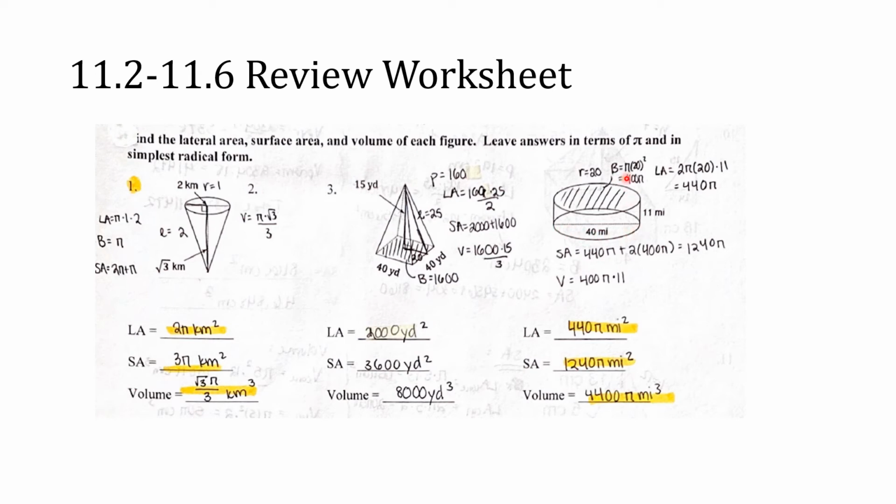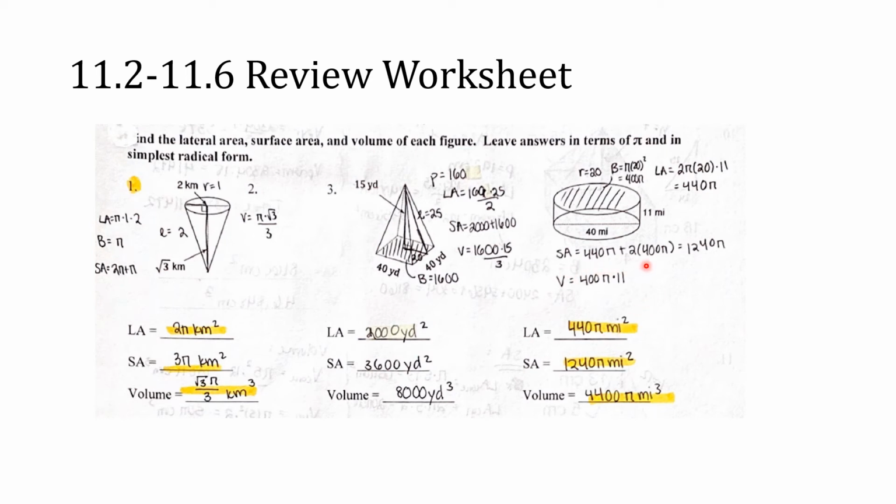miles, which gives me a base area, pi r squared, of 400 pi. So we just kind of tuck that away because we don't need that quite yet. But then the lateral area will be 2 pi r times the height, right? The circumference times the height, which gives me 440 pi. So my lateral area is 440 pi.